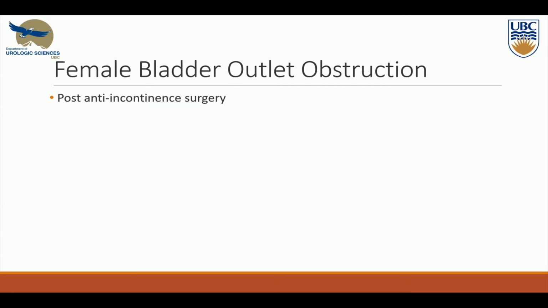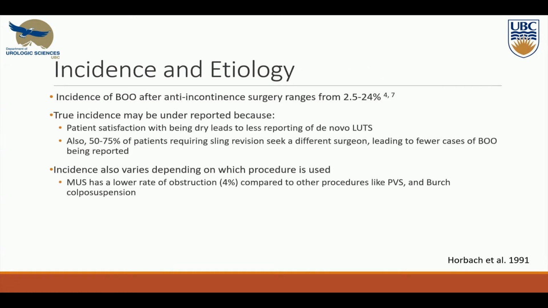So next up, I just wanted to move over to looking at post-anti-incontinence surgery as a cause of female bladder outlet obstruction. The incidence of bladder outlet obstruction after anti-incontinence surgery ranges from 2.5 to 24%. The true incidence, however, may be underreported because patients may be more satisfied now that their incontinence is treated, and they have less reporting of de novo voiding symptoms.